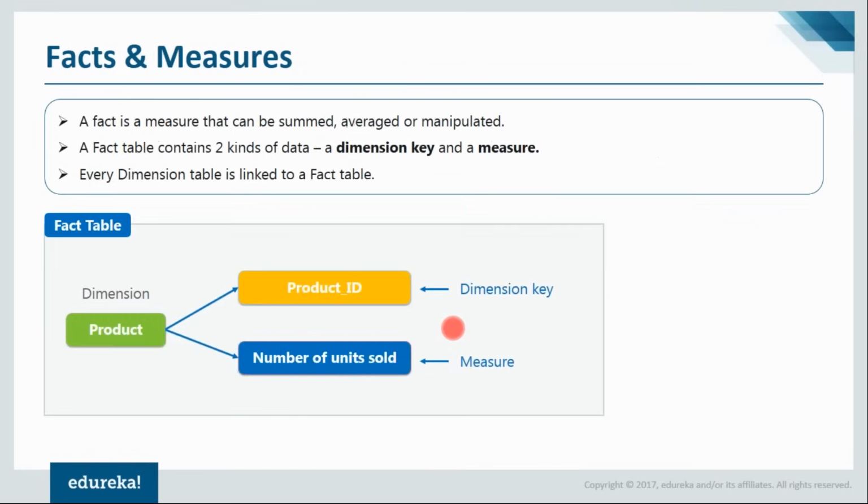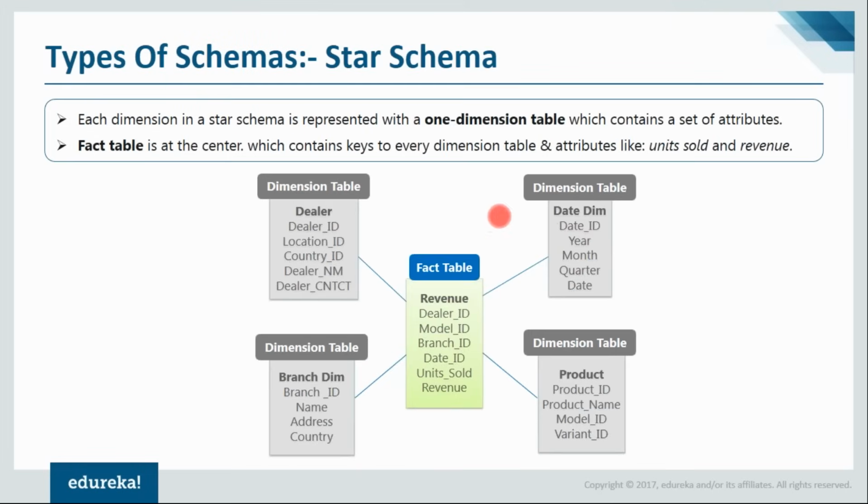Okay, so let me just go back to this slide here. As you can see, a fact table contains 2 kinds of data: a dimension key and a measure. Correct? A dimension key and a measure. A dimension key is basically the foreign key here, which will be referencing the primary key in your dimension table. So that is your dimension key, and your measure is basically the calculation or the arithmetic value that will be stored based on the operation that is performed on your dimensions. So that's what has been explained in this slide, right?